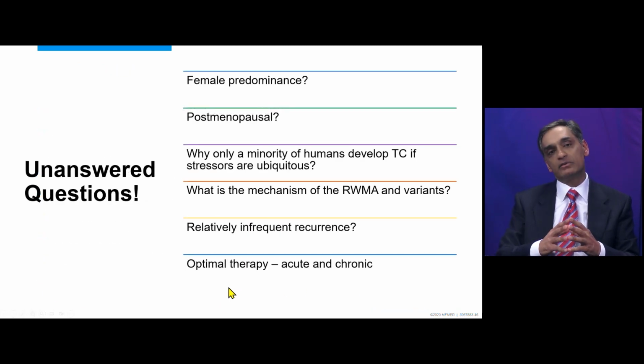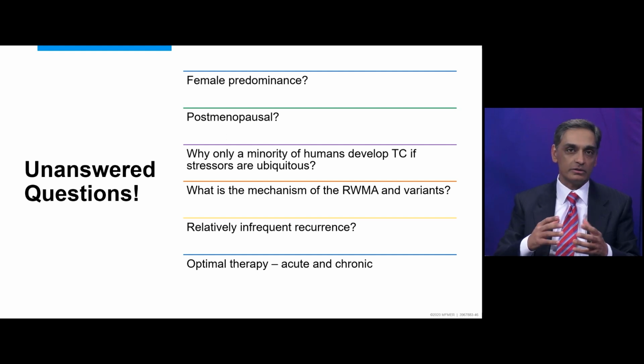So despite 2 decades of work, really, there are some fascinating questions that remain. For example, why is there a female predominance? You could say, well, it's something to do with estrogens. Well, but as I said earlier, if it was just simple as that, then most women would get it, and it's not the case. Why the postmenopausal state? Some people have suggested that estrogen withdrawal leads to increased catecholamine sensitivity. That might be true, but it's certainly not been proven. Why do only a few people get it?